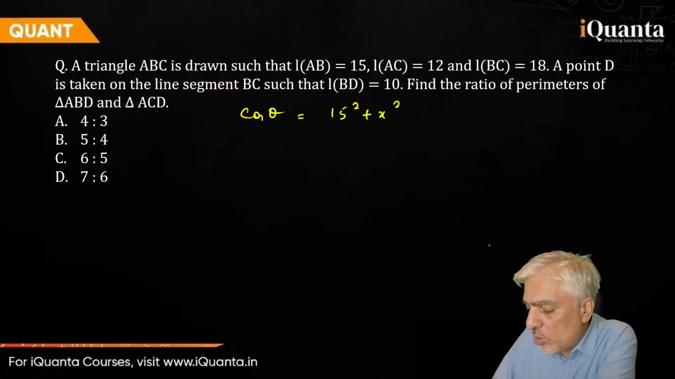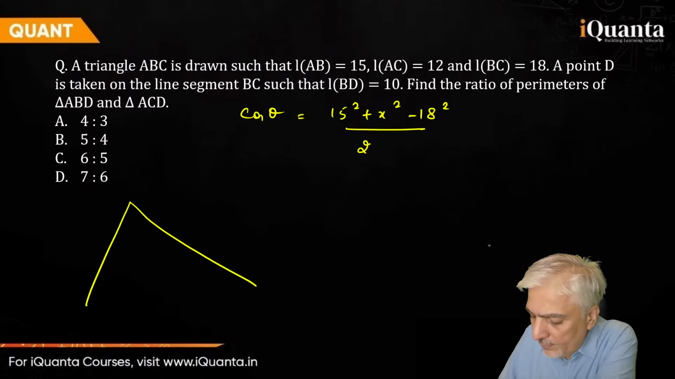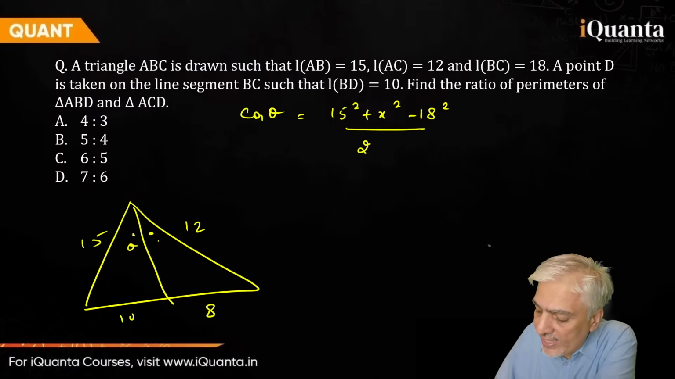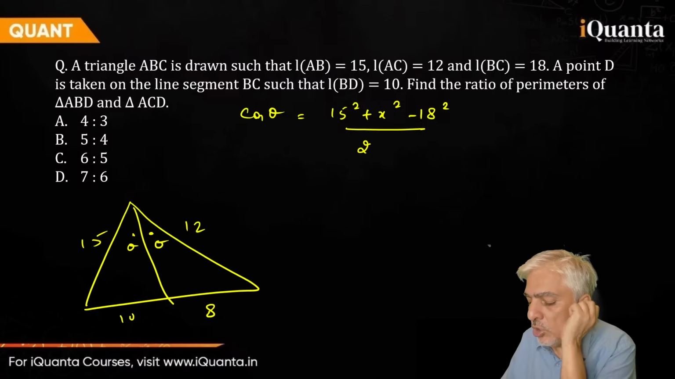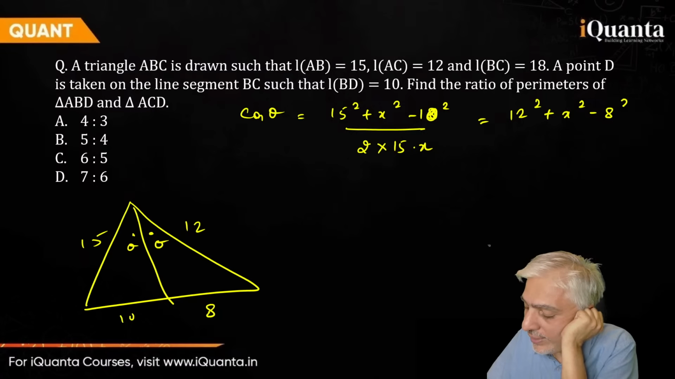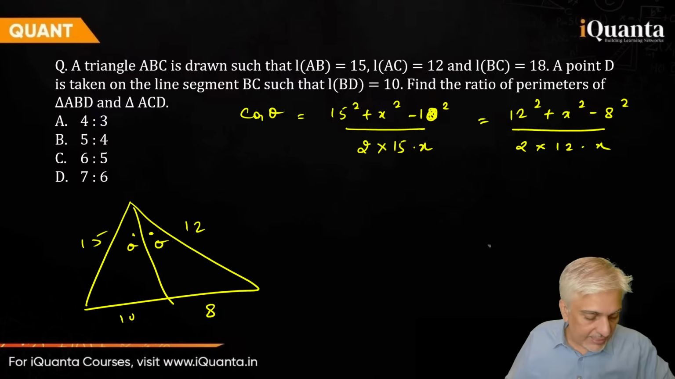15 square plus x square minus 18 square. These two angles were equal. This is 15, 12, 10, 8. So I've taken this angle as theta and this angle as theta. So cos theta is equal to 15 square plus x square minus 10 square, sorry, upon 2 into 15 into x is equal to 12 square plus x square minus 8 square upon 2 into 12 into x. Let's think this.